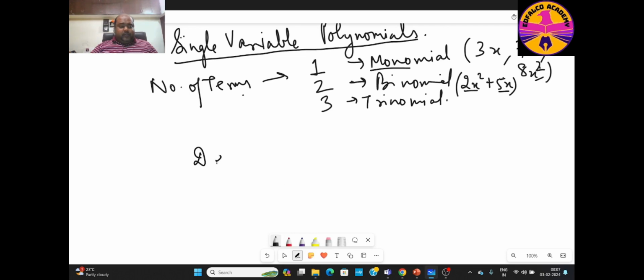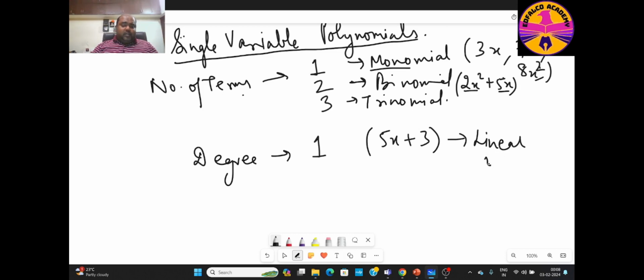And now based on the degree also we have classifications. If it's just a 1 degree polynomial, what would be an example of that? Like 5x plus 3. Here we are not counting the number of terms. Let's say it has 5x plus 3 plus 8 plus 7x, whatever it is. However, the number of terms is not important. We are looking only from the degree point of view. So based on the degree, you can see the highest power of x is 1 here. So when the degree is 1 for a polynomial, like for example 5x plus 3, we call it a linear polynomial, linear, right?